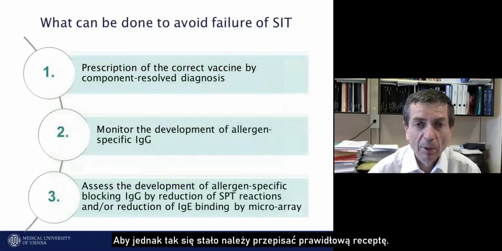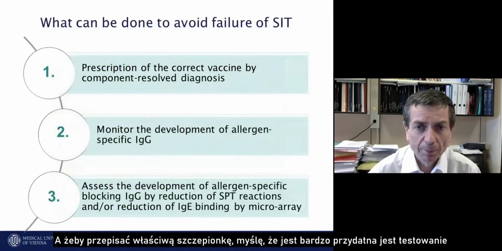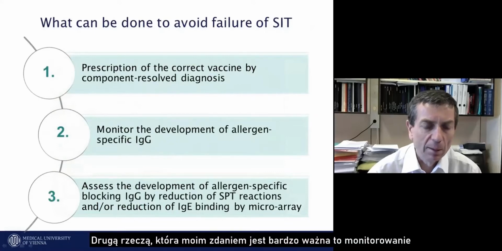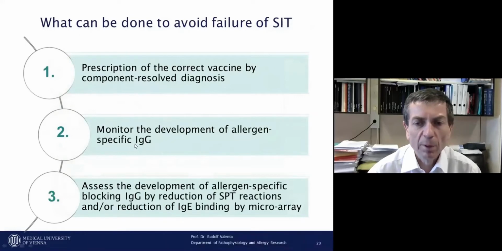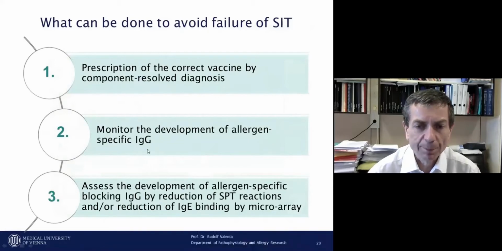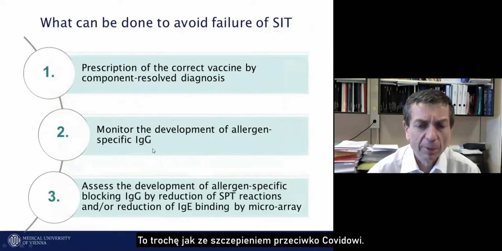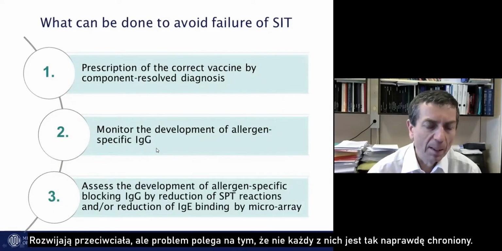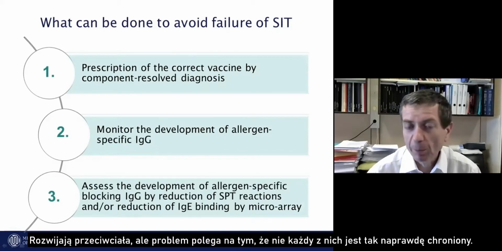However, you have to do a correct prescription. And in order to prescribe the correct vaccine, I think it's very useful to test for components and molecules in the sensitization. So the second thing that I think is very important is that you are able to monitor also the development of the allergen-specific protective IgG response. It is a little bit like with the vaccination against COVID. Now people become vaccinated and they develop antibodies, but the problem is not each of them is really protected.